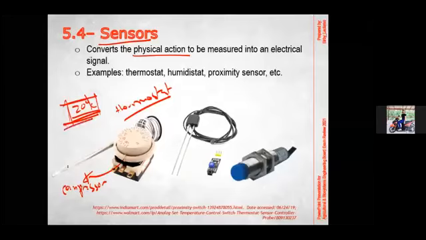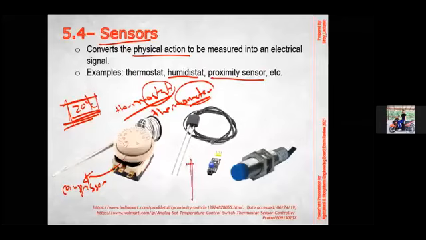Okay, so the thermostat is the sensor, and a thermometer is a device that measures the temperature. We can also have a humidistat if we want to control the humidity, where humidity is the physical action that we want. And this one is also a proximity sensor that, when it senses, let's say, this distance, can trigger something, or it can turn on the electric motor or something.